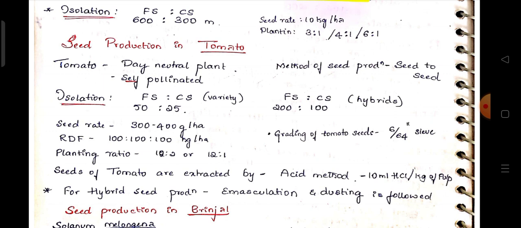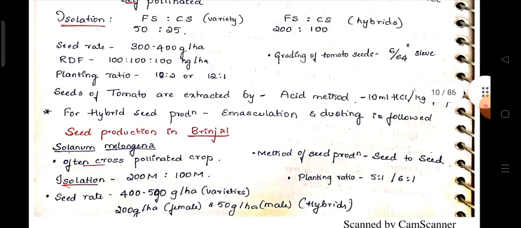Planting ratio is 10:2 or 12:1. Seeds of tomato are extracted by the acid method. Here 10 ml of HCl per kg is used. For hybrid seed production, emasculation and dusting is followed.